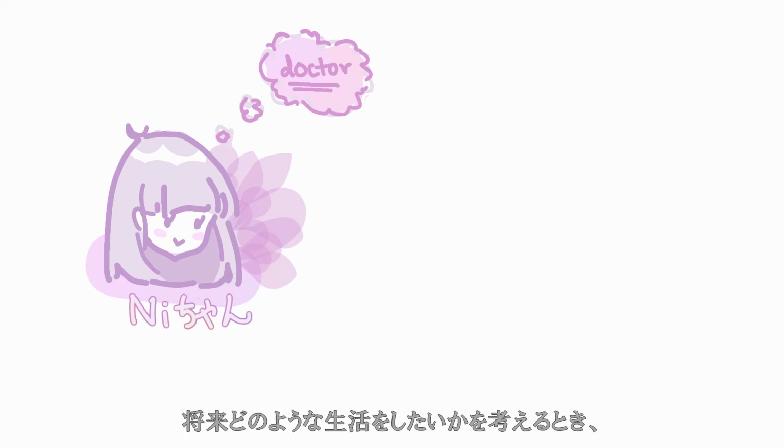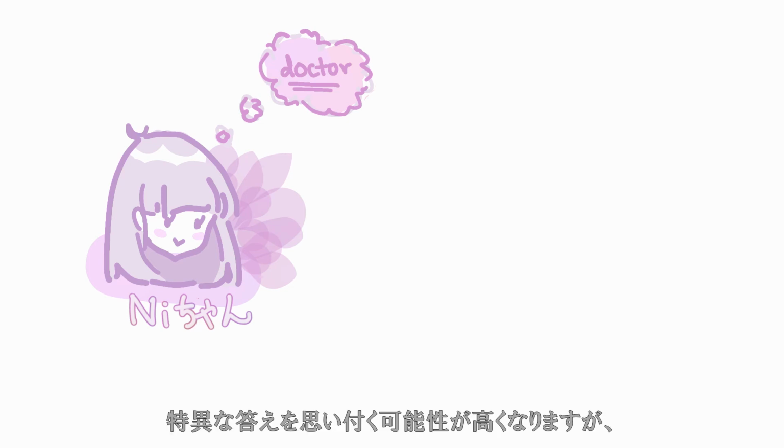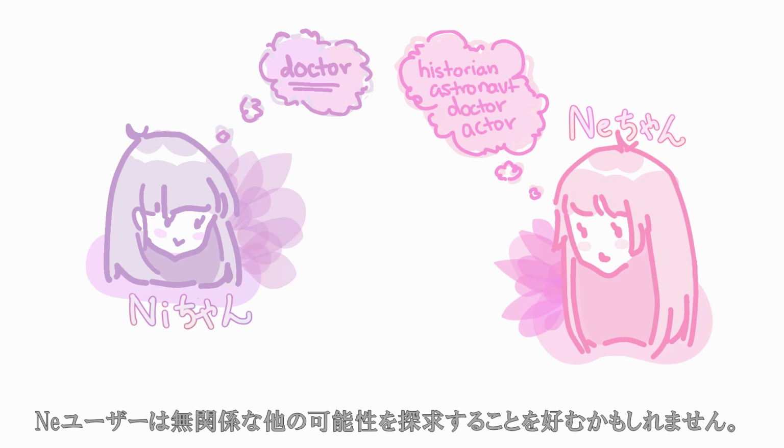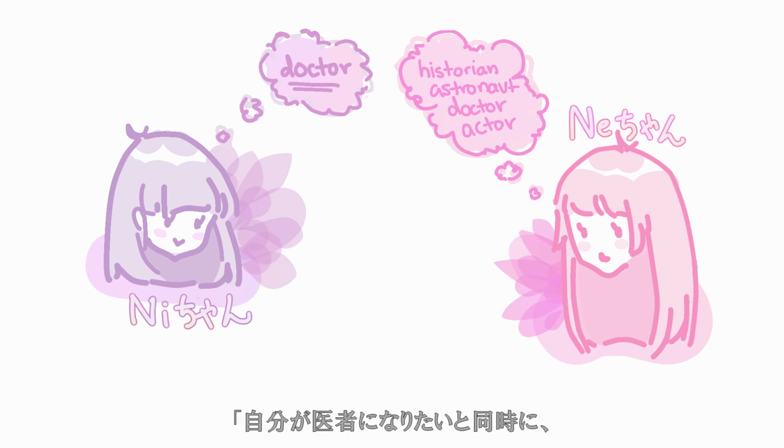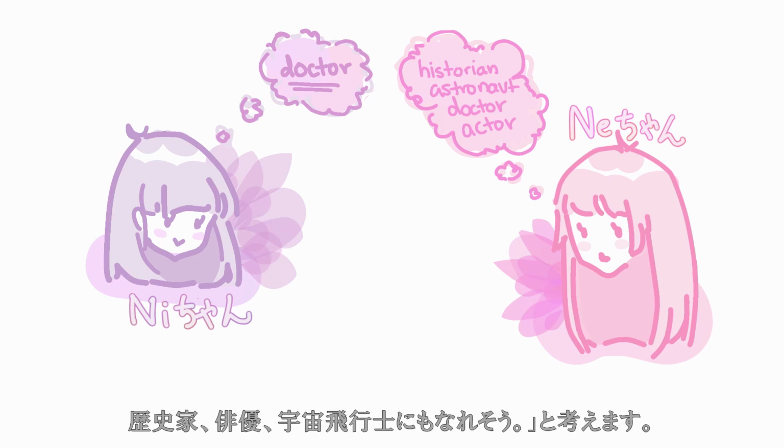Here's a simple example. When thinking about what kind of life you want in the future, an NI user would be more likely to come up with a singular answer, such as, I will become a doctor, whereas an NE user might prefer to explore other possibilities that are unrelated in their head, such as, I could see myself being a doctor, but also a historian, an actor, an astronaut.